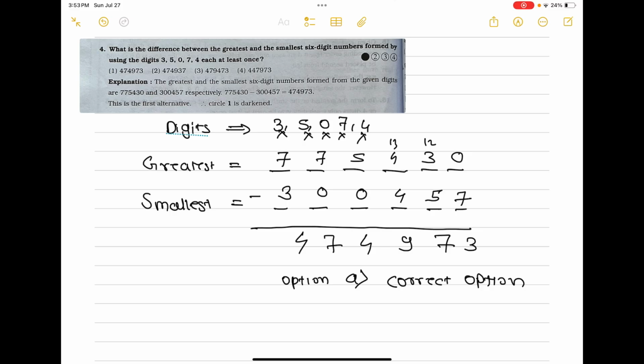Okay, how to create the greatest number and how to create the smallest number, please do watch the last video. That is really helpful to create these numbers, because here the number of digits given is 5 but we are asked to create a 6-digit number. So in that we need to follow the rules properly and you can create the numbers.